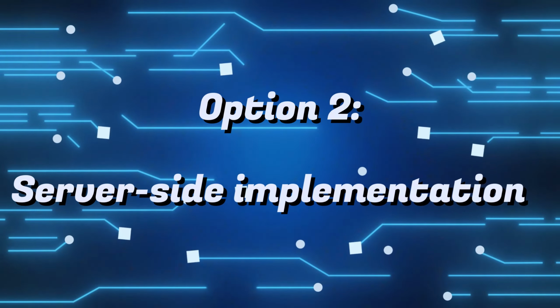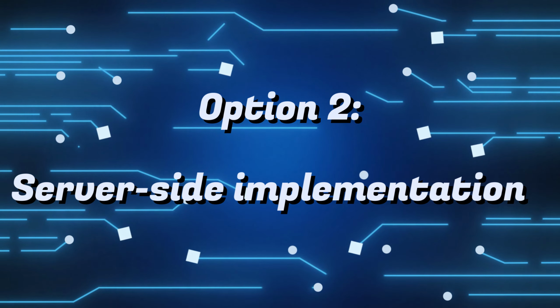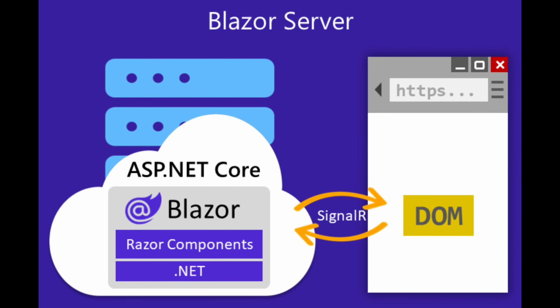Then secondly, you can also implement Blazor web applications that run entirely on the server, where all the code execution, such as the retrieval of data from a database or the generation of HTML, is done on the server. We usually refer to this type of application as a server-side or Blazor server application.